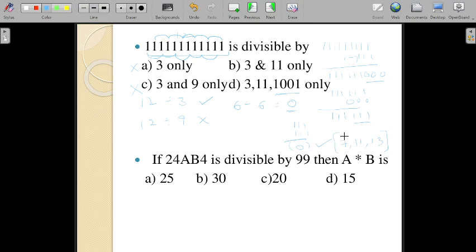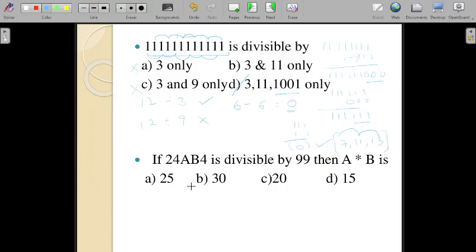What is the value we get by multiplying 7, 11, 13? We are getting 1001. So the answer is 3. Simple thing. Okay. Next question: 24AB is divisible by 99. Then what is the value of A and B?